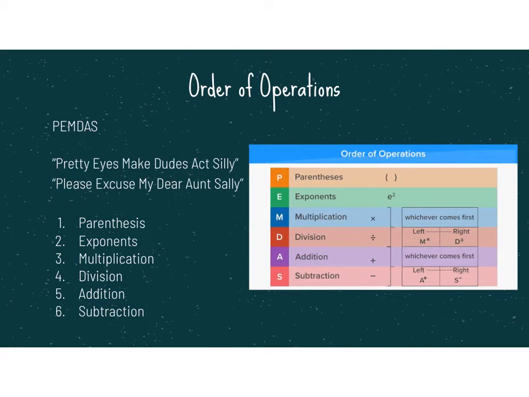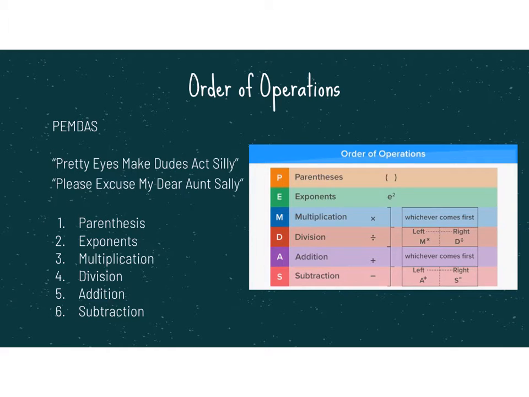In order to solve an algebraic expression, you have to use order of operations. Order of operations means you're first going to do parentheses, exponents, multiplication, division, addition, and subtraction. And one way to remember what order they go in is by using the acronym PEMDAS. PEMDAS stands for Pretty Eyes Make Dudes Act Silly, or Please Excuse My Dear Aunt Sally. Either one of those works, but they will help you know what order they go in.